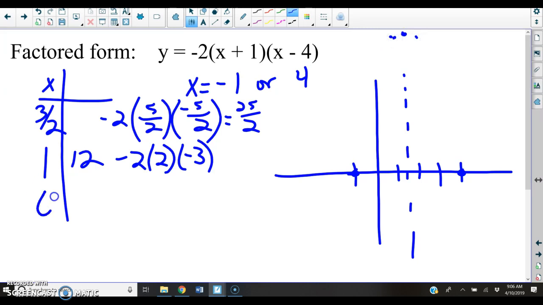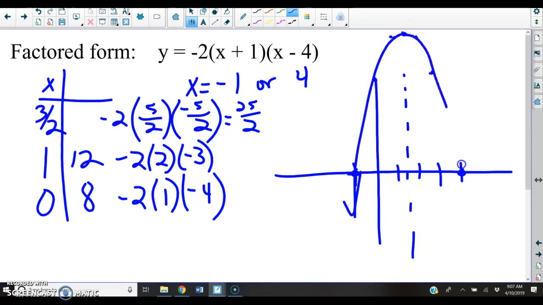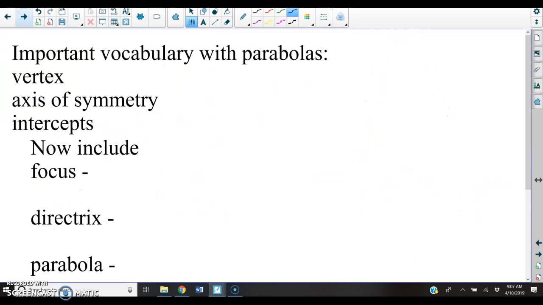And I'm going to put in the 0 just because those are so close together. So I'll have -2 times 1 times -4. So that's 8. So I got 0, 8. I'm going to use symmetry. There's my parabola. Okay. Hopefully you realized it was going to go downward. It was going to be narrower because of that 2. Do not let the fractions scare you. You are nearly adults. You understand those fractions. You can do fine on them.